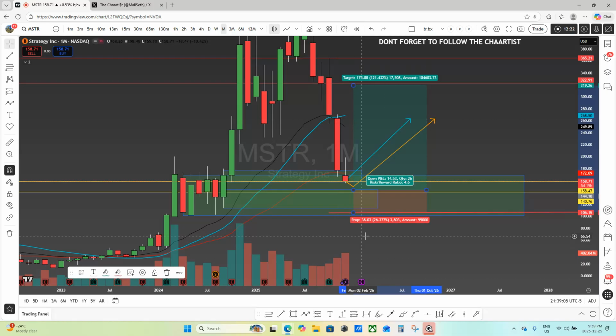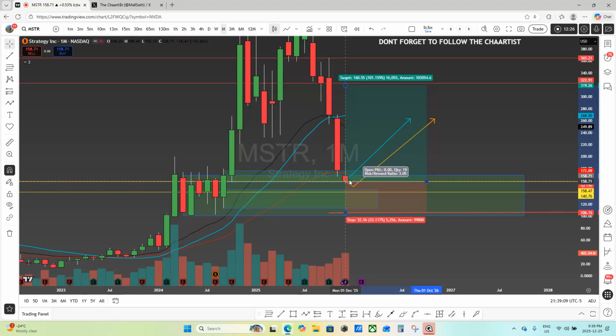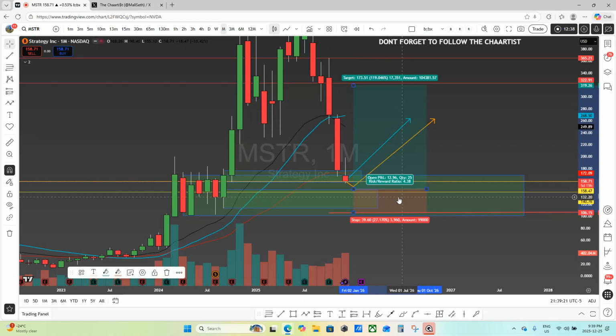Now look at this. If we enter at CMP, I'm not changing my stop loss. Look at the RR, 1 is to 3. If I enter lower, almost 1 is to 3, and here if I enter lower, 1 is to 4. I'm not changing the risk this time. In this case number 2, I've just changed the target. And I like to enjoy big targets. I don't like to have small targets.